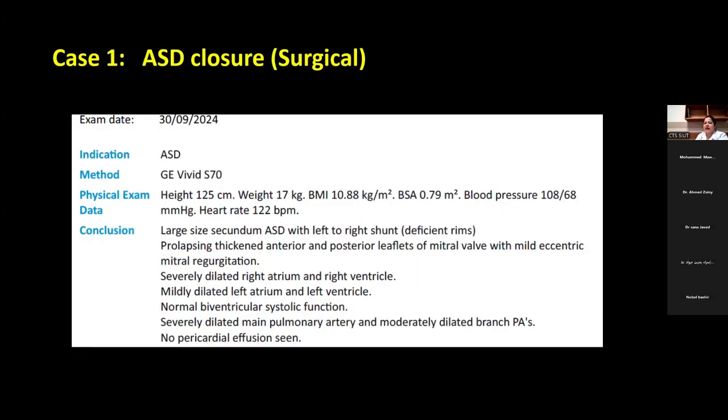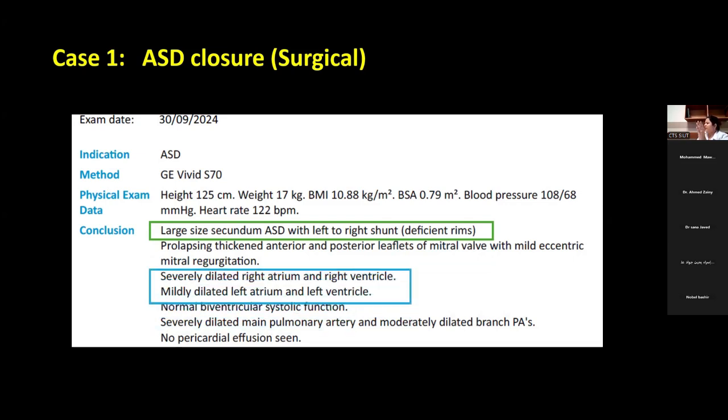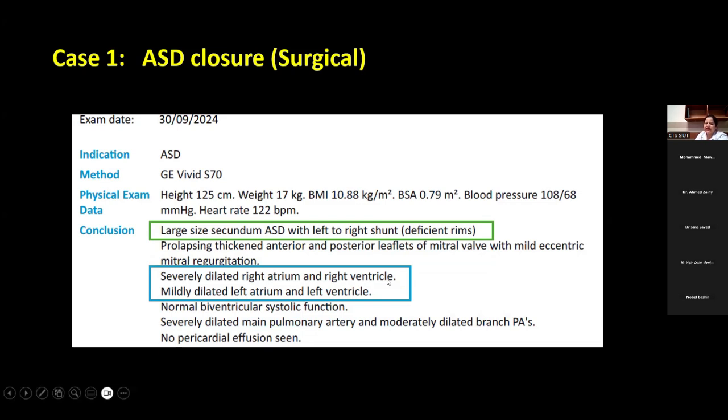So this is the echo report of the ASD, and initially at the top there is the conclusion. With this report, the sonographer is usually happy that we have an ASD, deficient rims are written. And the other thing you see: in ASD, I know which chambers dilate, so are the findings correct? So yes, the right atrium and right ventricle are severely dilated, but you can see the left atrium and left ventricle are mildly dilated.